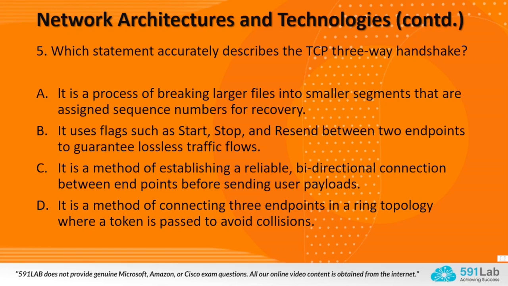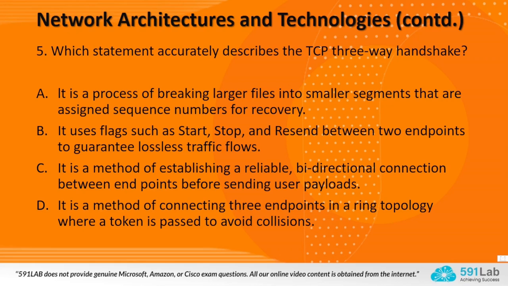Option C. It is a method of establishing a reliable bidirectional connection between endpoints before sending user payloads. Here it looks correct because it is a reliable connection and it's bidirectional also between the endpoints before sending user payloads. So C looks correct. Let me check the D.